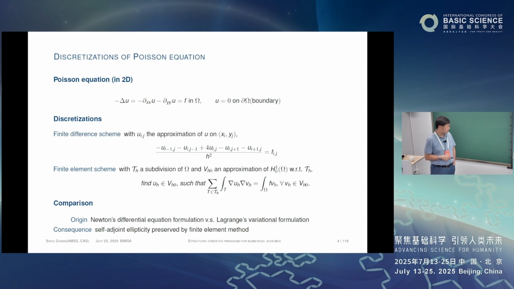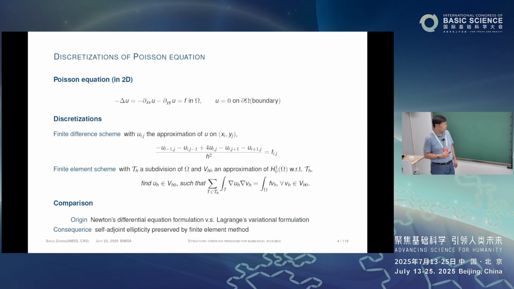We can see the basic difference is that the origins of these two methods are different. The finite difference scheme originates from Newton's formulation of differential equations, and the second one corresponds to the variational formulation of Lagrange. This is of course true, but I would like to say what we can get from these two different kinds of discretizations. For example, what can we get from the finite element method more than from finite difference?